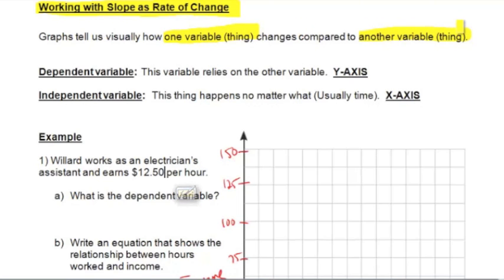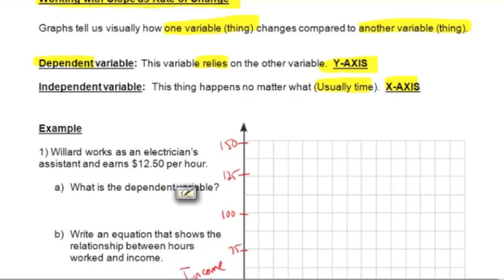Just a little bit of lingo here. Dependent variable is a variable that relies on the other variable. Our dependent variable is always on the y-axis. And our independent variable, this thing happens no matter what. It's usually time, and that always goes on the x-axis.